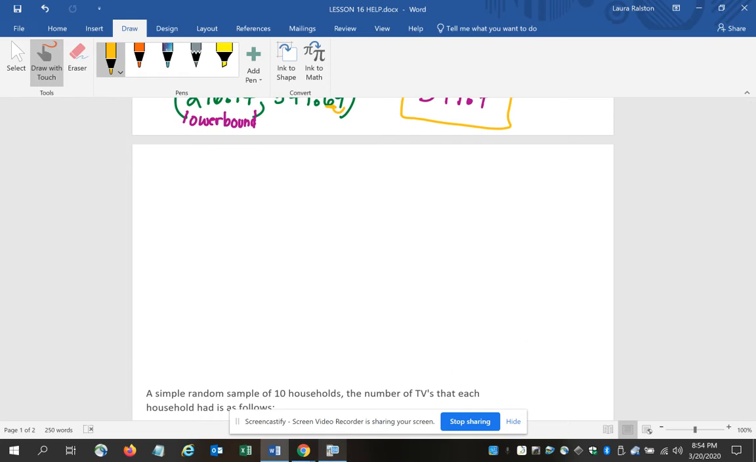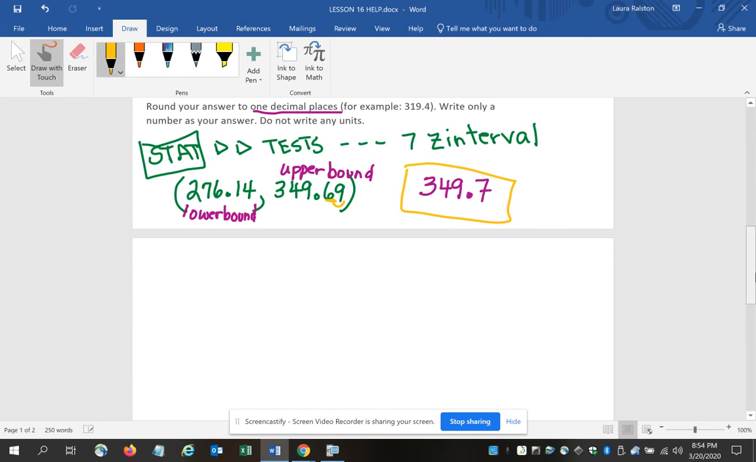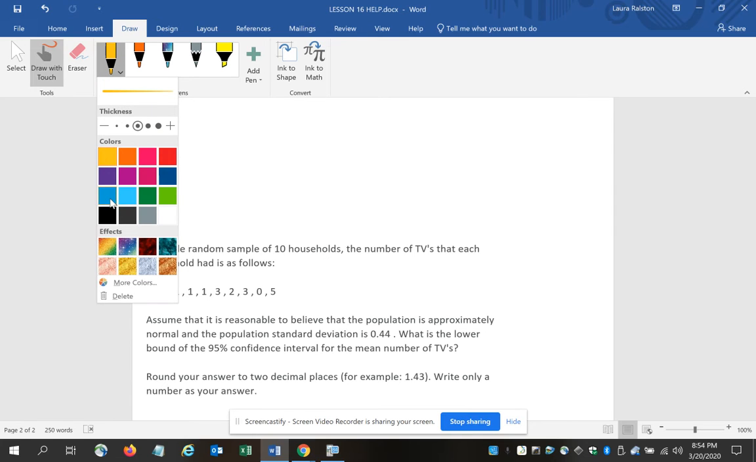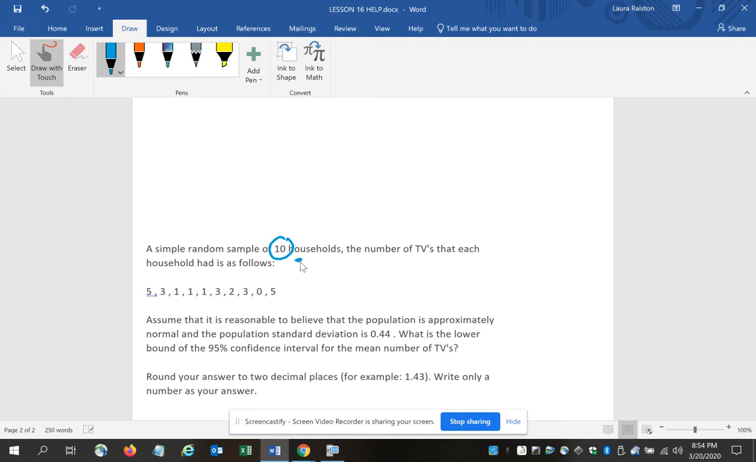Actually, I've got two more on here. Okay, so the second one says, and I may have to have some space. I may have to write above it. Okay, the second one says a simple random sample of 10 households. Okay, so we start out and it tells us we have 10 households, so that's our sample size, which is N.